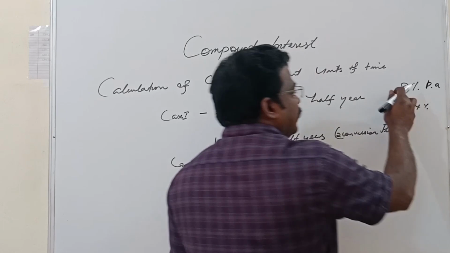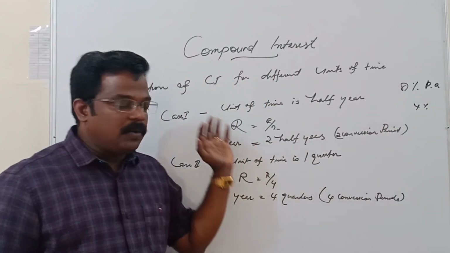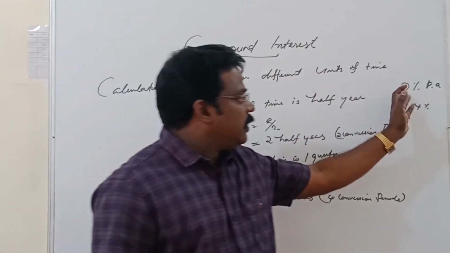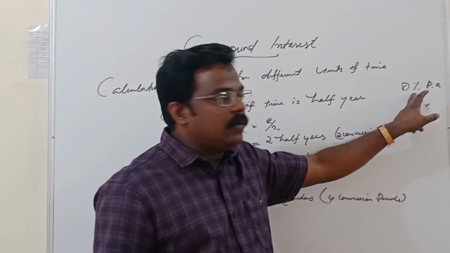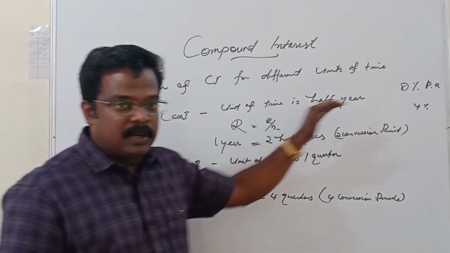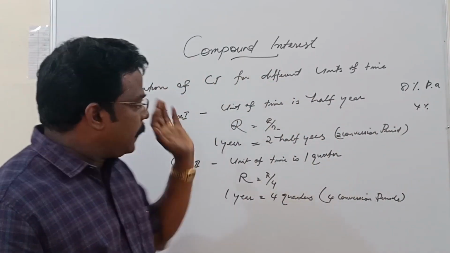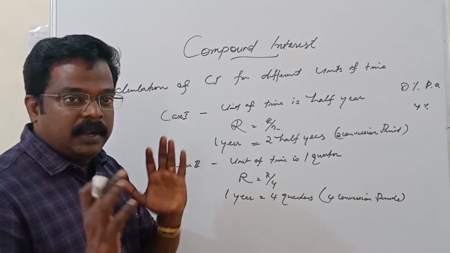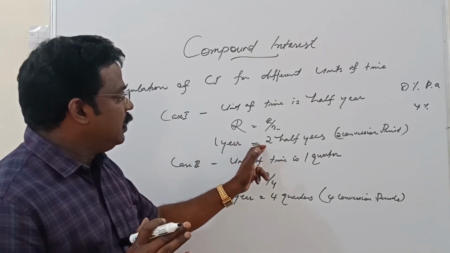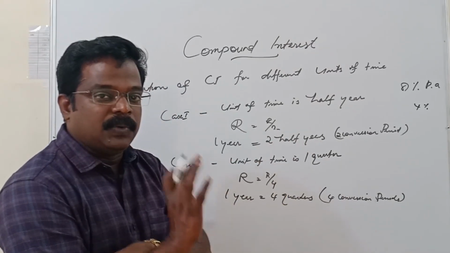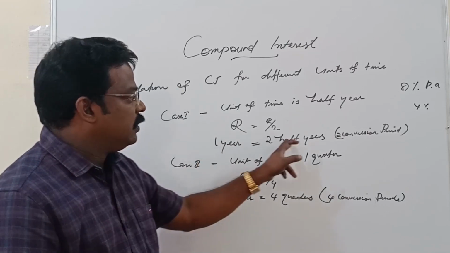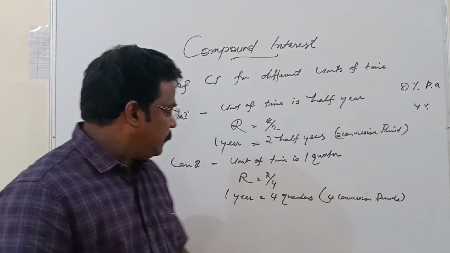If it is given as a half year rate, then no need to change. Usually you will get a rate per annum only. If it is given per annum, then you have to take its half, that means 4% only. Then if 1 year is given, that will be considered as 2 half years. You know that 6 months plus 6 months, 2 half years in 1 year. So 2 conversion periods are there.